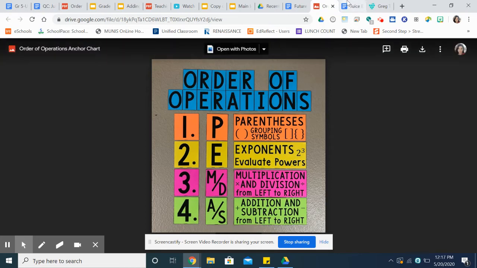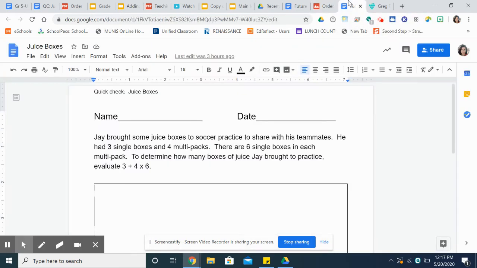So go ahead and then look at the activity for today. It says Jay brought some juice boxes to soccer practice to share with his teammates. He had 3 single boxes and 4 multi-packs. There are 6 single boxes in each multi-pack. To determine how many boxes of juice Jay brought to practice, evaluate this.